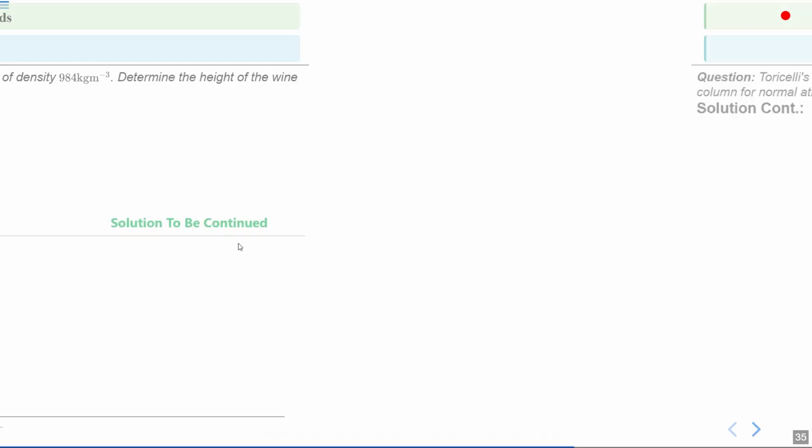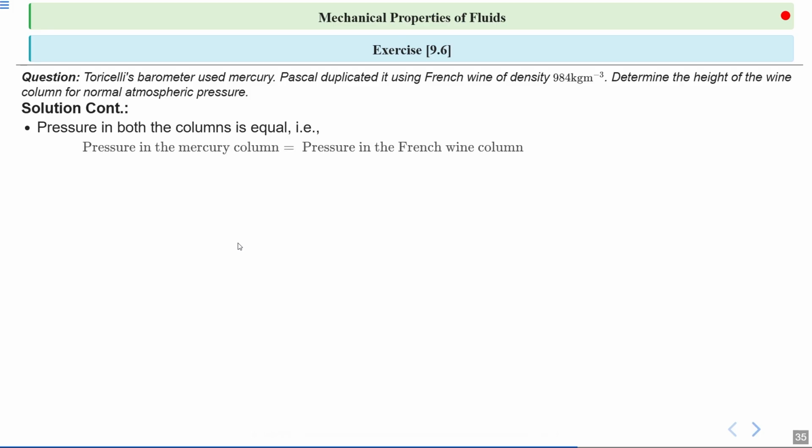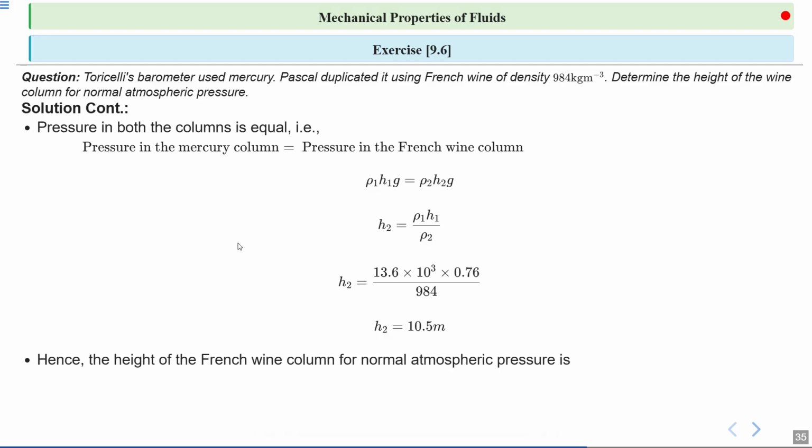Alright. Now, pressure in both columns is equal. Pressure in the mercury column is equal to pressure in the French wine column. So rho 1 H1 g equal to rho 2 H2 g. So H2 equal to rho 1 H1 divided by rho 2. So substitute the value. You will get H2 equal to 10.5 meter. Hence the height of the French wine column for normal atmospheric pressure is 10.5 meter. Alright.